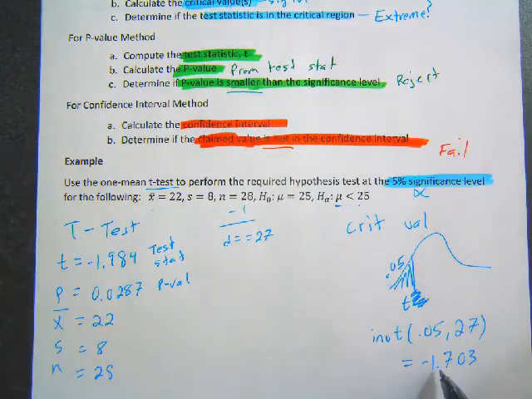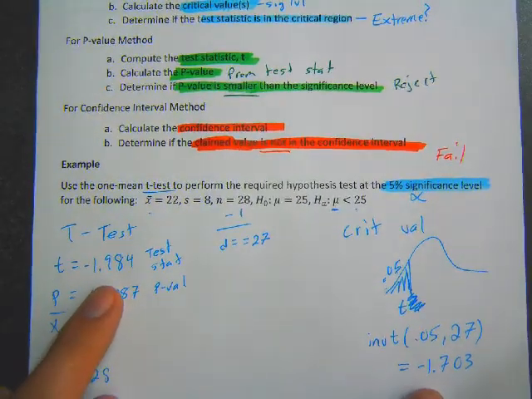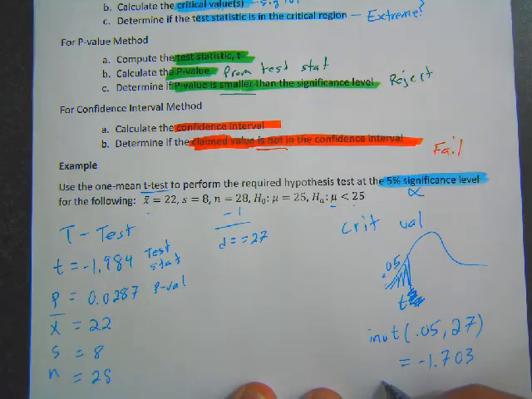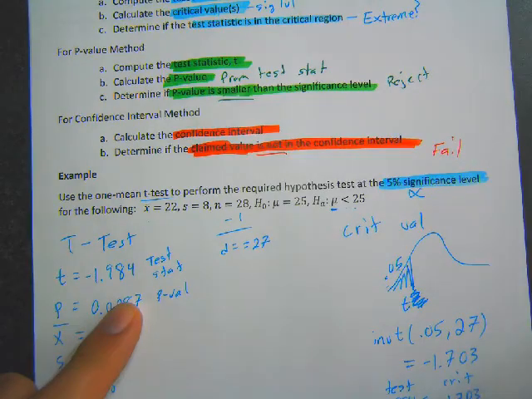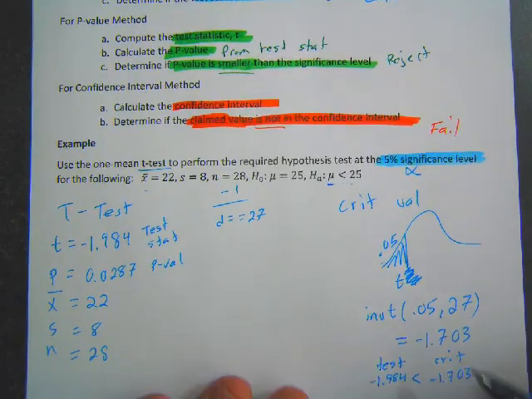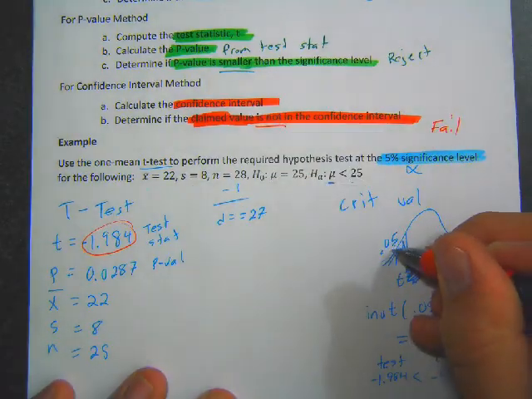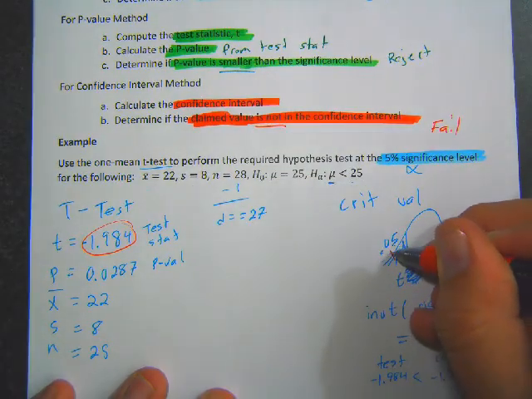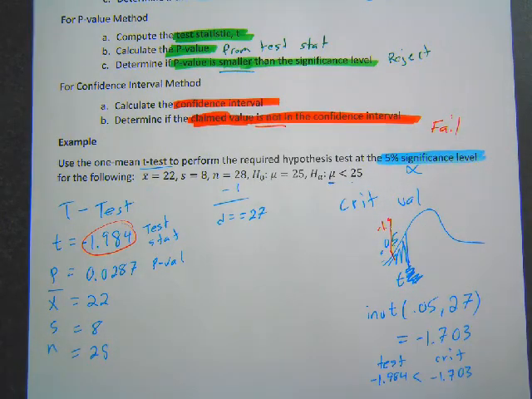Okay, so now we got the critical value to compare with our test statistic, and we say, is the test statistic extreme enough? So if I compare the test statistic with the critical value, the test statistic is at negative 1.984, and it is even smaller than the negative 1.703. So in this case, because the test statistic is way out here in this region, we end up rejecting. We're in the rejection region.